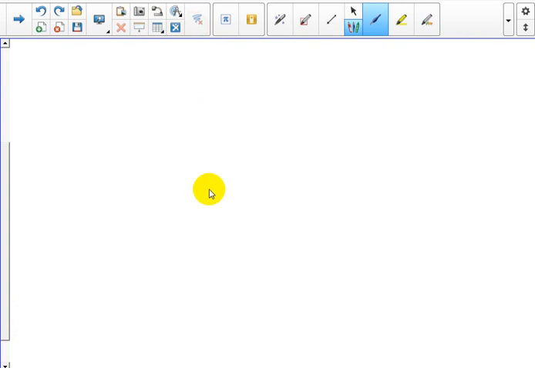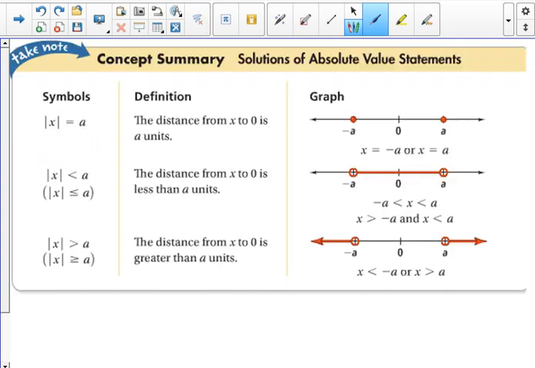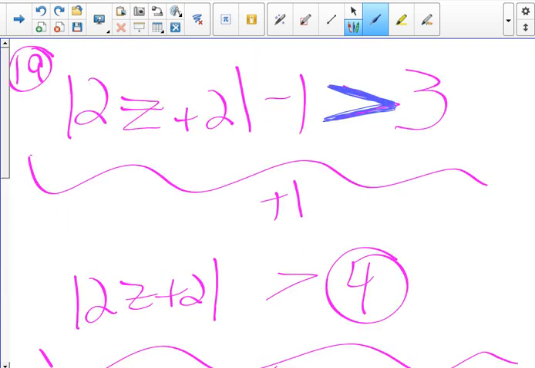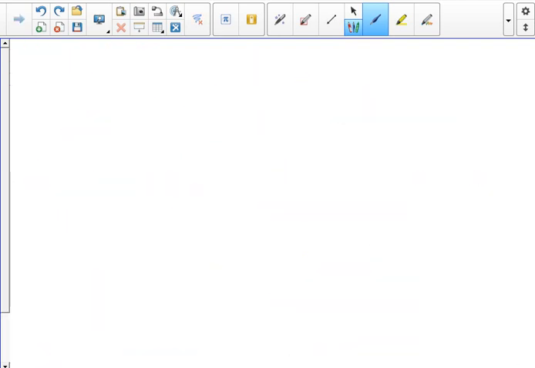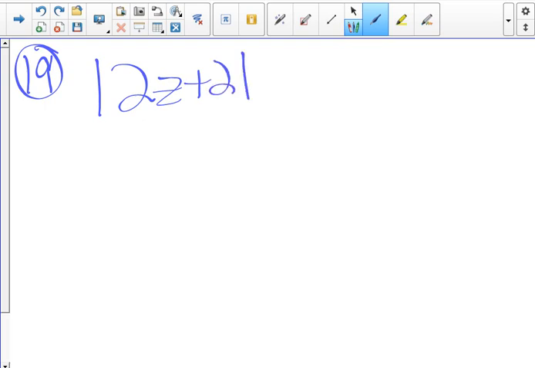Okay, you're awful quiet, and I know it's late in the day, so let's go on to our workbook. Let's look at number 19, and then I'm going to let you do the rest by yourself. So, 19 says, the absolute value of 2z plus 2 minus 1 is greater than 3. Okay? So, is it greater than or less than? Say it. Greater than. Good job.